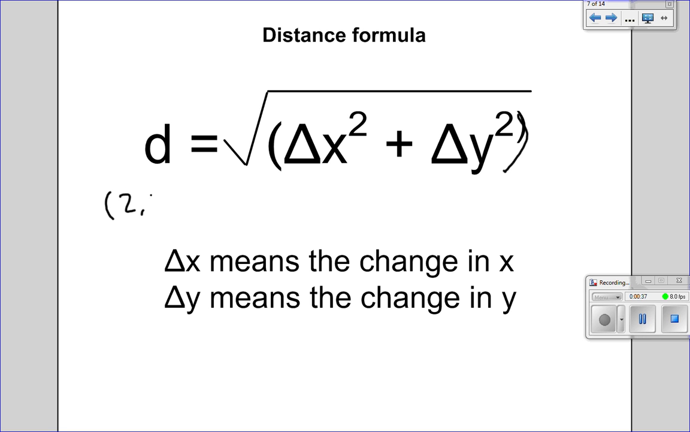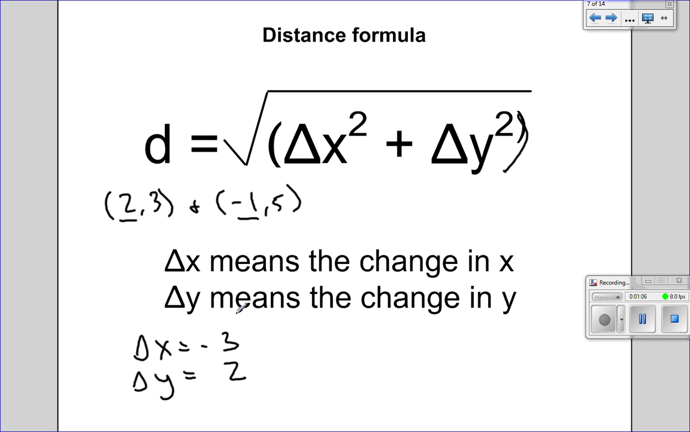In other words, let's say I have the points 2, 3 and negative 1, 5. How much is x changing from 2 to negative 1? Well, from 2 to negative 1, you go negative 3. So your delta x would be negative 3, because to get from 2 to negative 1, you have to move left 3. And then from 3 to 5, that's your y, so your delta y would be up 2. So that's how you express your delta x and your delta y.